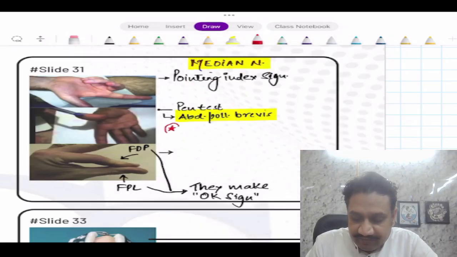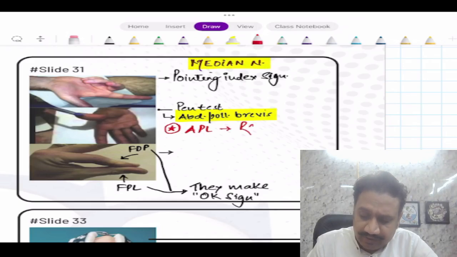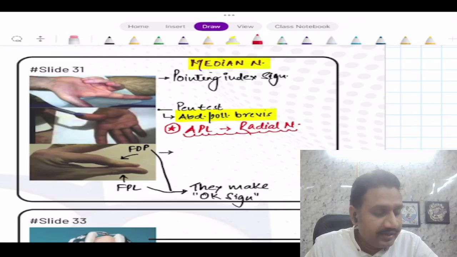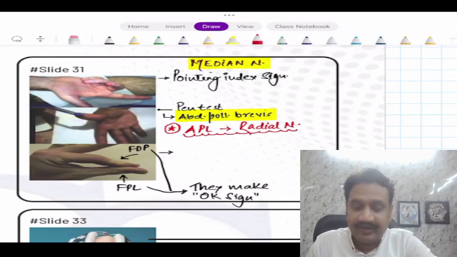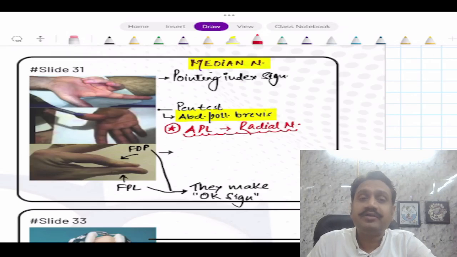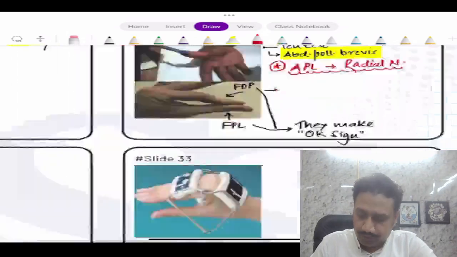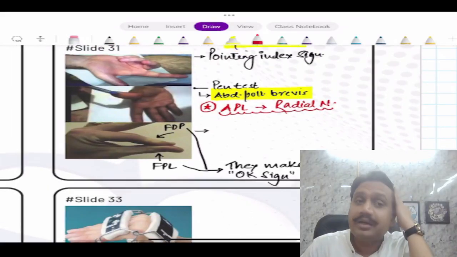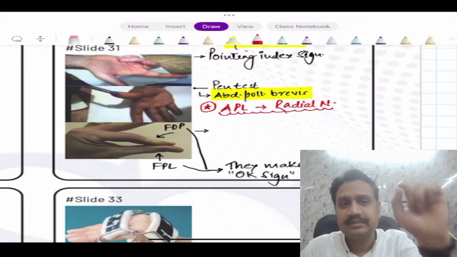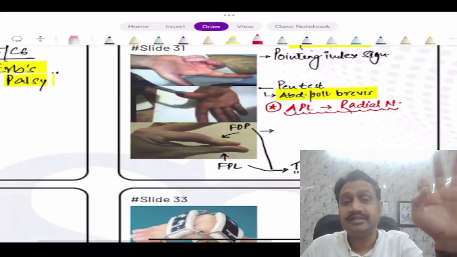The other abductor muscle, which can be the MCQ for the exam, the abductor pollicis longus, gets a supply from which one? It gets a supply from the radial nerve, right? So this is the abductor pollicis longus and the radial nerve. Brevis is the one which we check in the median nerve, and longus is for the radial nerve. And the okay sign is definitely for your median nerve only. So please do remember about APL, pointing index, the pen test, and the OK sign. These have been your repeated questions.